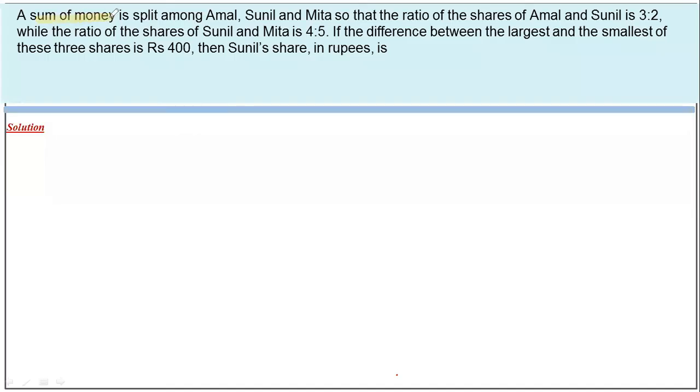A sum of money is split among Amal, Sunil and Mita, so that the ratio of the shares of Amal and Sunil is 3:2, while the ratio of the shares of Sunil and Mita is 4:5. If the difference between the largest and the smallest of these three shares is rupees 400, then Sunil's share in rupees is what?